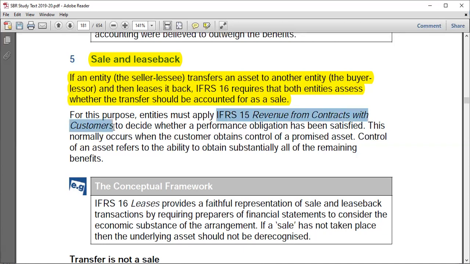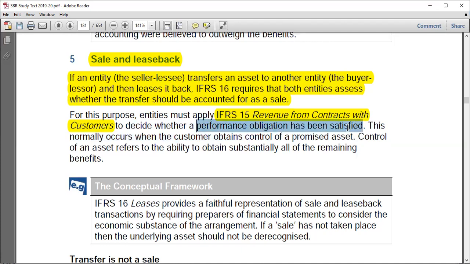revenue from contracts with customers. Don't worry, people, if you have never studied it, it's just a simple concept to see if it's a sale or not. You say that you have sold something if you have satisfied the performance obligation, right? You are entitled to recognize revenue if you have already satisfied the performance obligations to the party to whom you claim to have sold something. So you need to refer to the standard to decide whether a performance obligation has been satisfied.